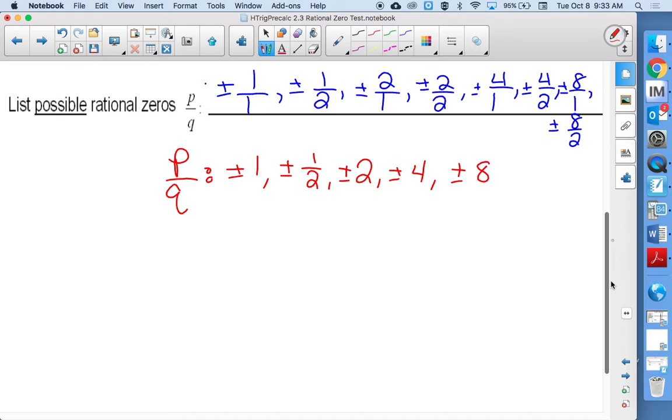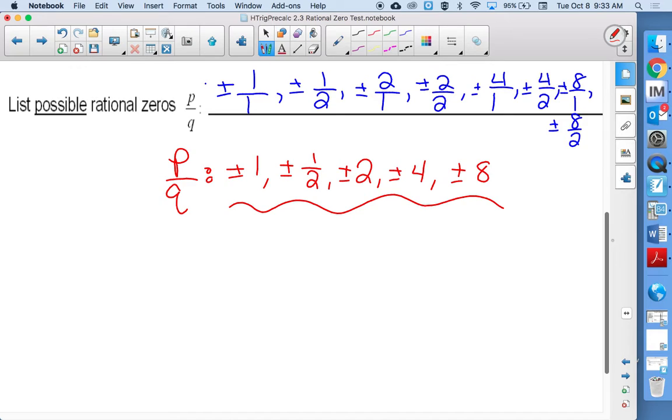How many do we have listed here? 10. So I have 10. Of those 10, 3 are the answers. So this list gives me a reduced list of zeros that would work. Our goal is going to be to use these to find out which ones actually do work. So now I have 10. Of those 10, which 3 are the actual answers? And that's what the rational zero test does.